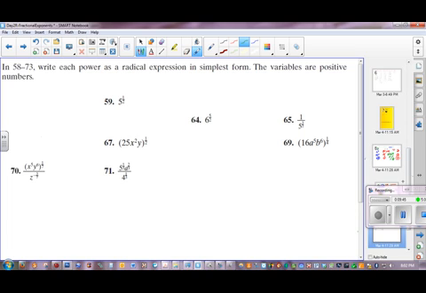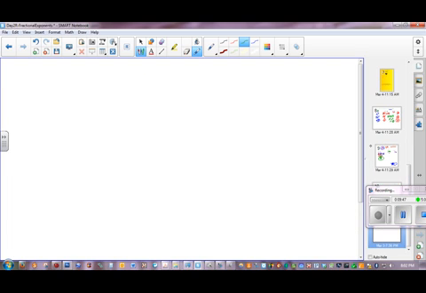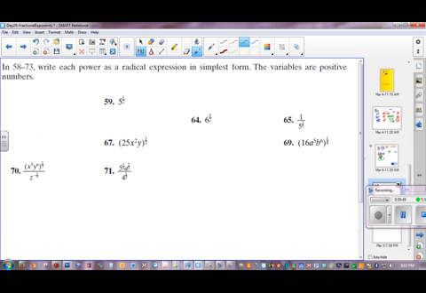On the last page here, it's not the last page, is it? Yes, it is. On the last page here, this says to write as a radical expression in simplest form, so we want to put the radicals back in. This one is pretty straightforward. It's a radical 5. You can leave off the 1, we'll assume a 1 here, and you can leave off the 2, we'll assume the 2 here. So that would be your answer for 59.